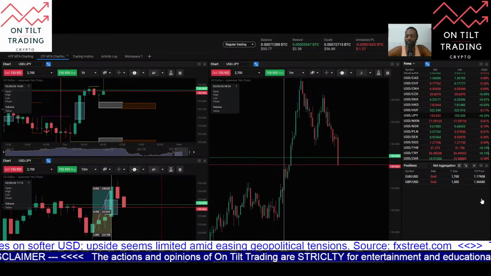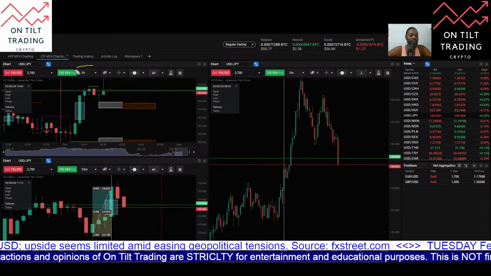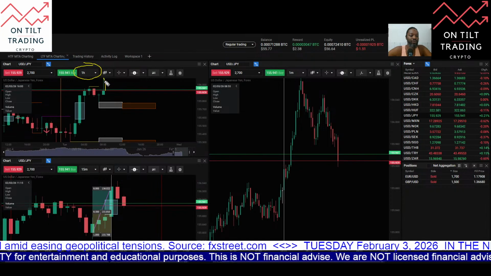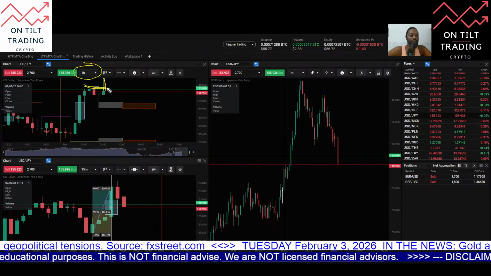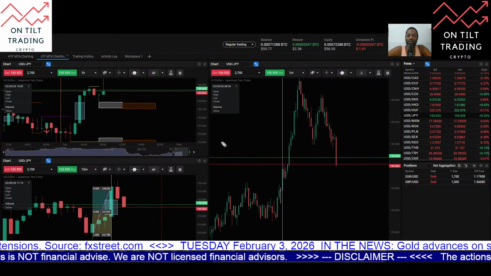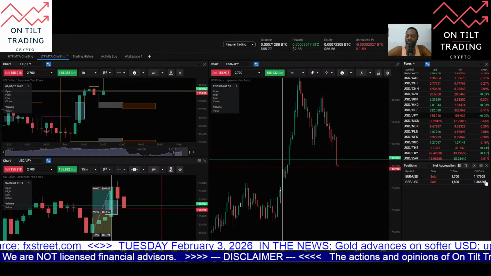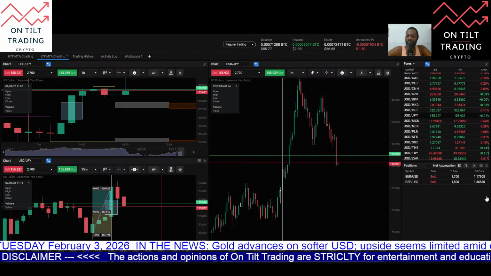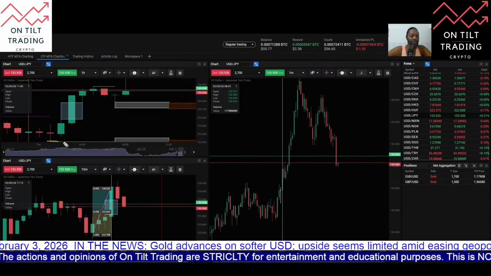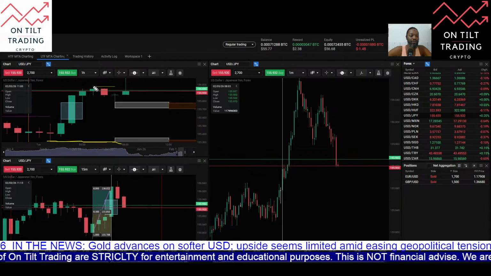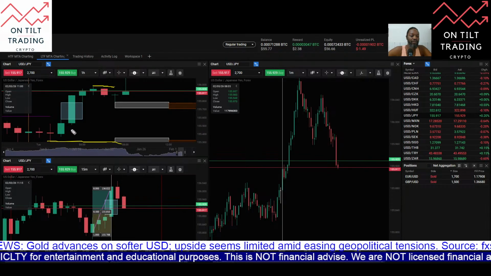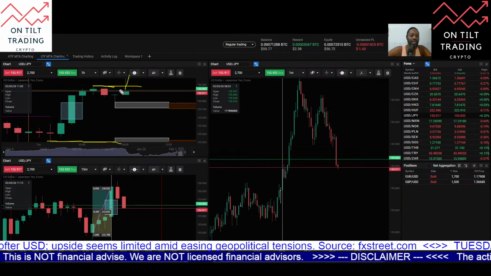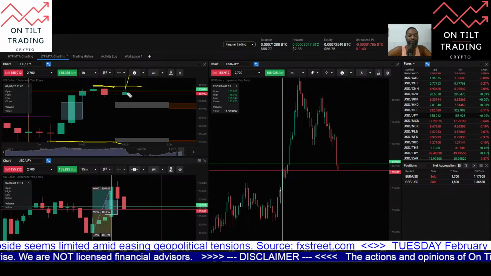You can also see here on the 1 hour, even though the candle hasn't closed, a potential sweep here of the London session. So this here is the London session. This is the London session low. This is the London session high. We can see price here putting in a potential sweep of this high, but this candle will have to close.